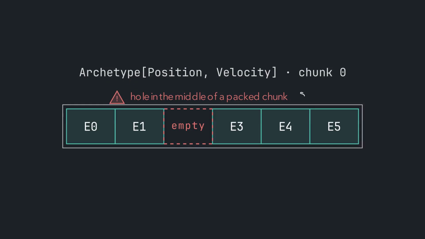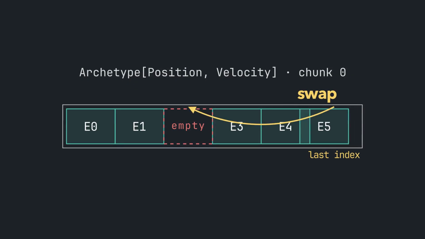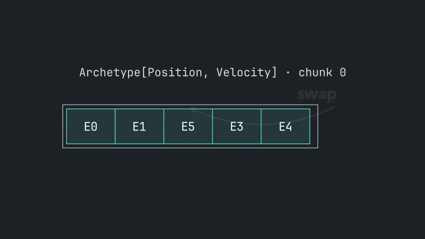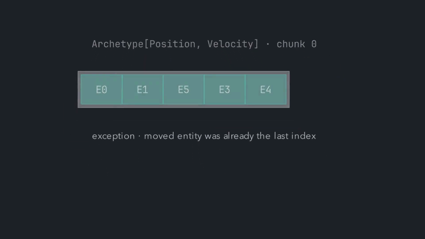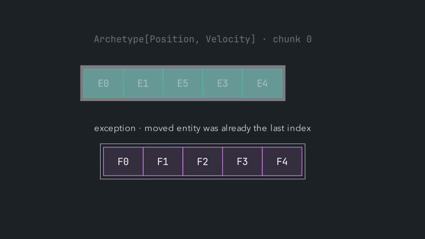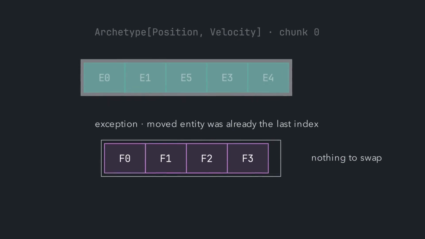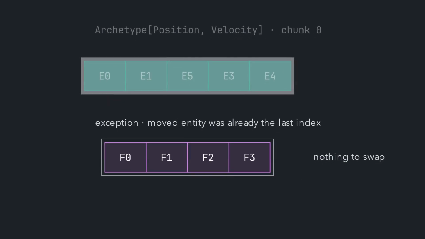So I close the gap with a swap. The entity currently sitting at the very last index of that chunk gets moved into the newly freed slot. There's exactly one exception. If the entity we just moved happened to already be the last one in the chunk, there's nothing to swap. The chunk is just one shorter and we're done.